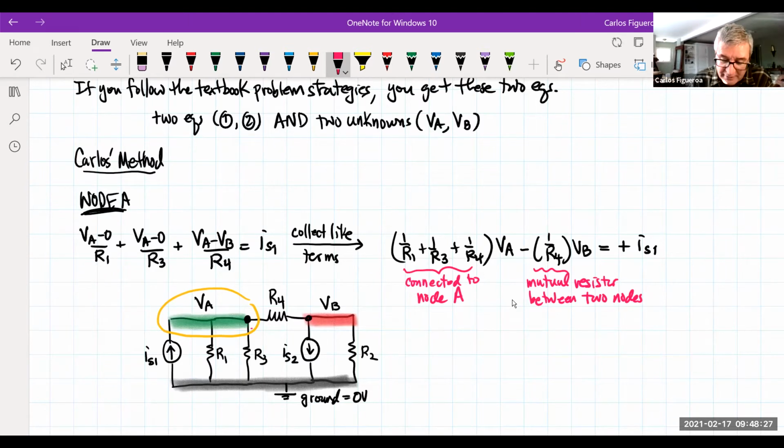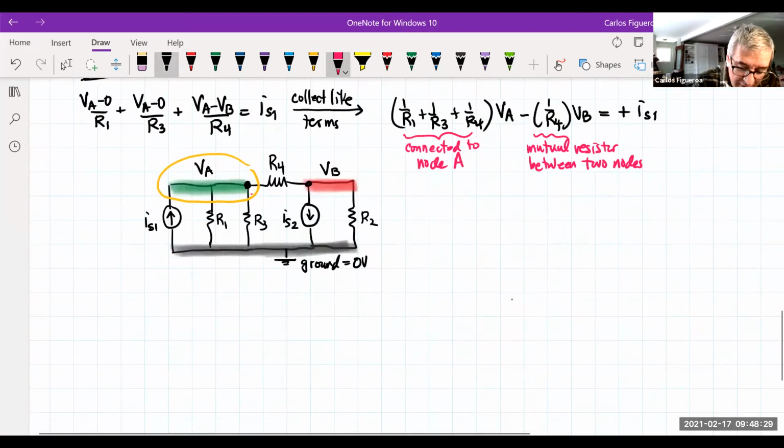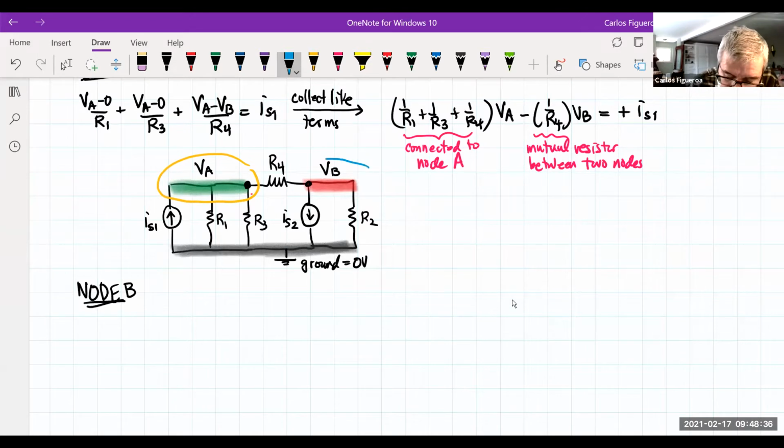Let's look at node B here. If you look at node B, what am I seeing here? That means I'm going to focus on that node right there. So my question is, how many resistors are connected to node B? There's 2 of them. There's R2 and R4. How many mutual resistors are connected between A and B? Well, there's only R4. So remember that.